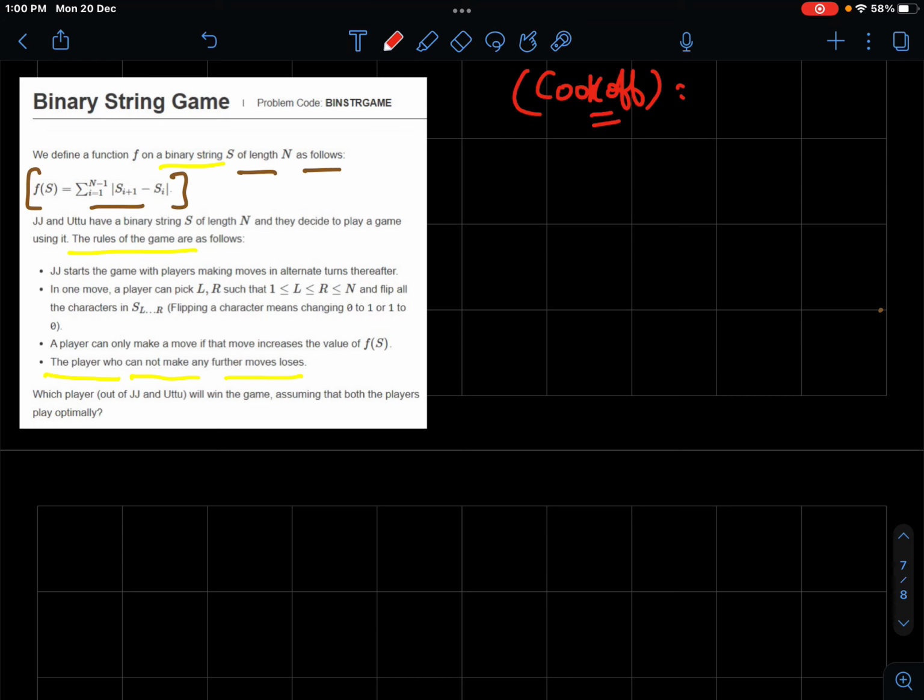In this question we have been given two players, J and U, and we have been given a function. You can see the function here. In this function, they are calculating the difference of two adjacent letters in a string. The string consists of 0 and 1 only, and they are taking the absolute value of this difference.